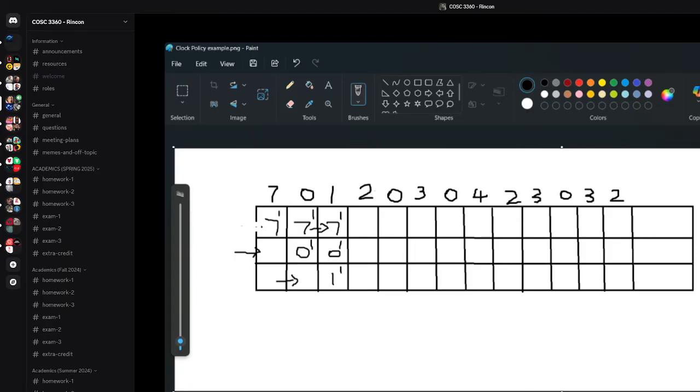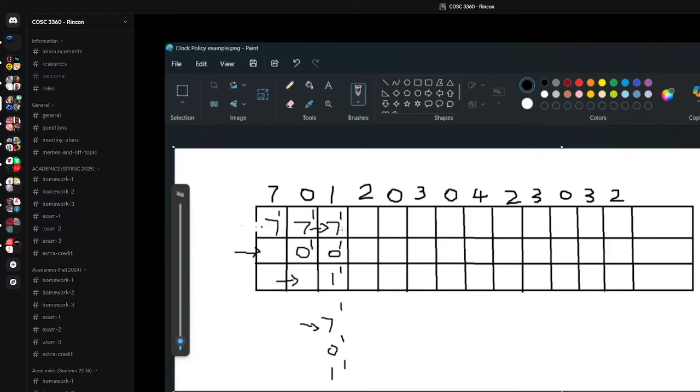So how do we insert 2 in here? First we look that 2 does not exist as any of these pages right now. So we need to find a way to replace 2 into this page fault. I'm going to write this separately. I'm going to have this pointer right here, 7 with a use bit, 0 with a use bit, and then 1 with a use bit.